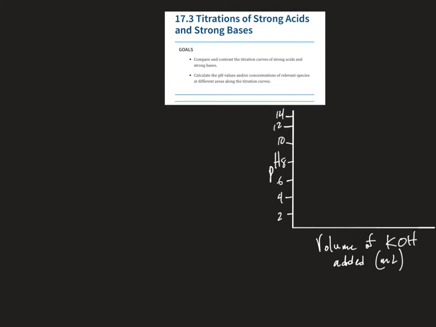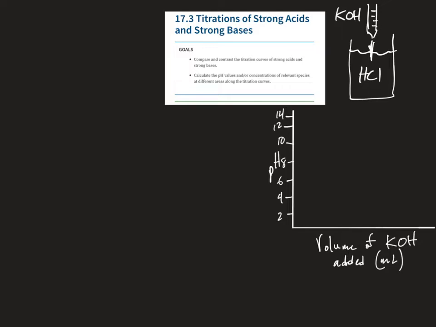So for the example that I'm going to use, let's just go ahead and assume that I have some acid. Let's draw the classic beaker over here. Let's say we have HCl in here, and we have a burette. And let's use KOH, potassium hydroxide. And we're going to be adding this to this and tracking what the pH is.